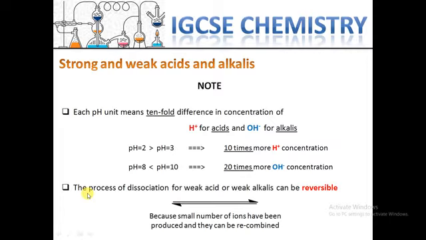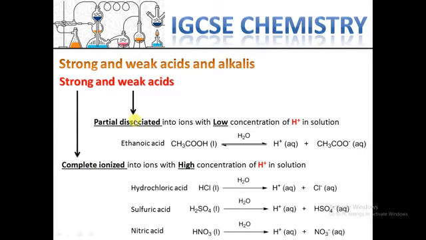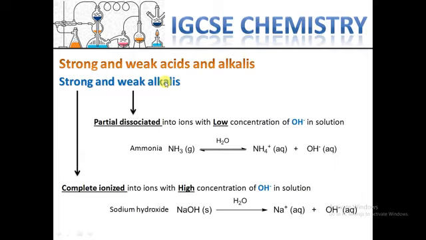Another note is that the process of dissociation for weak acids or weak alkalis can be reversible. If you notice from the last slide, when we were looking at the weak acid, look at the arrow. The arrow goes two ways. It means if you have a weak acid or weak alkali, your equation can be reversible, can be returned back after a while.